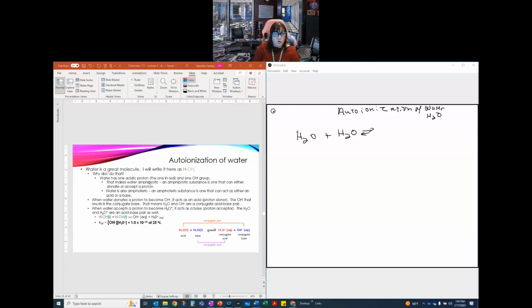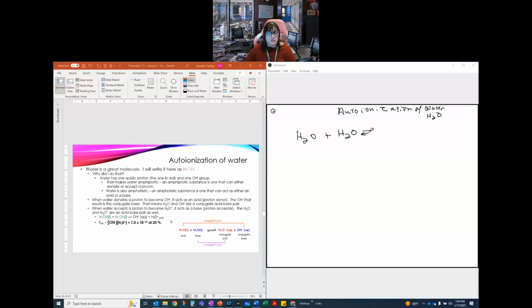Okay, so amphiprotic is about donating or accepting a proton. Amphoteric is acting as either an acid or a base. In some ways they're the same, in some ways they're not. And when water donates a proton to become OH minus, it acts as an acid. So it's a proton donor. The OH minus that results is the conjugate base. That means H2O and OH minus are a conjugate acid-base pair.